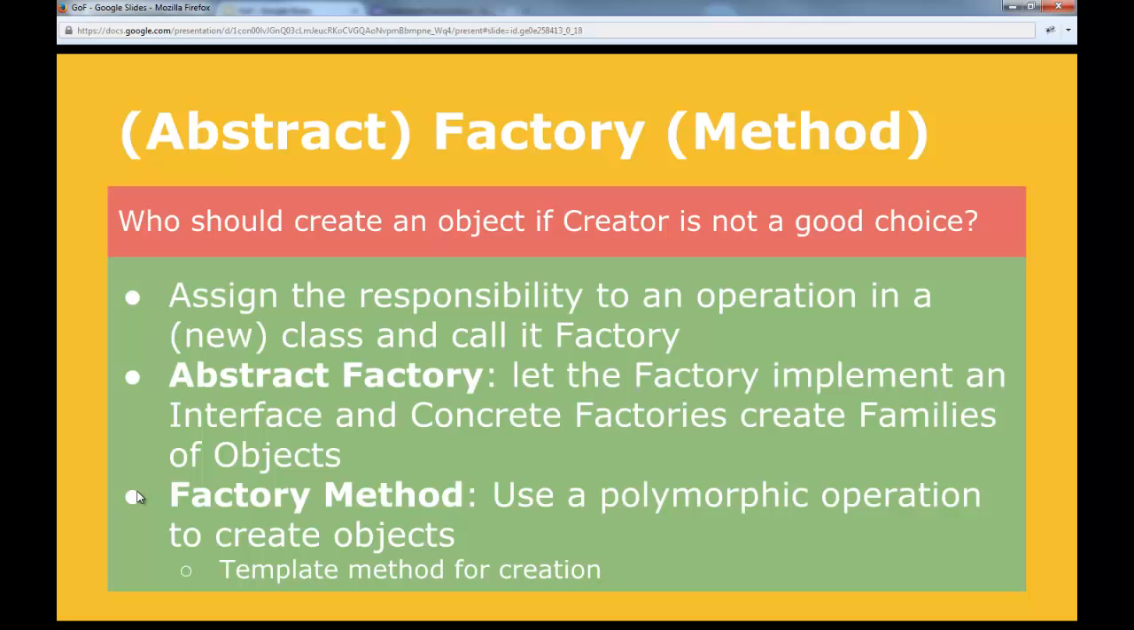Using the abstract factory pattern, we can let these families of objects vary depending on different things. And factory method is just to use a polymorphic operation to create objects. So in subclasses, we can create objects of different types that fulfill a common interface. This is exactly like the template method, but for creation.